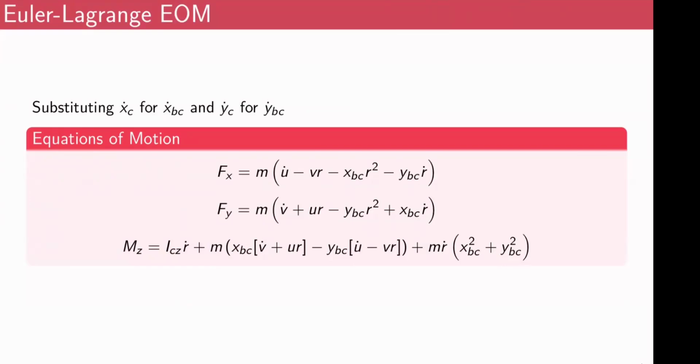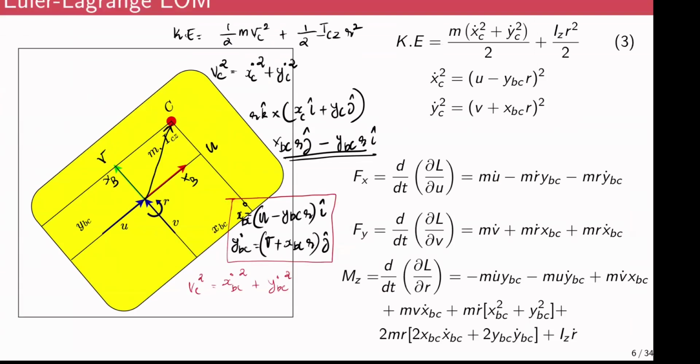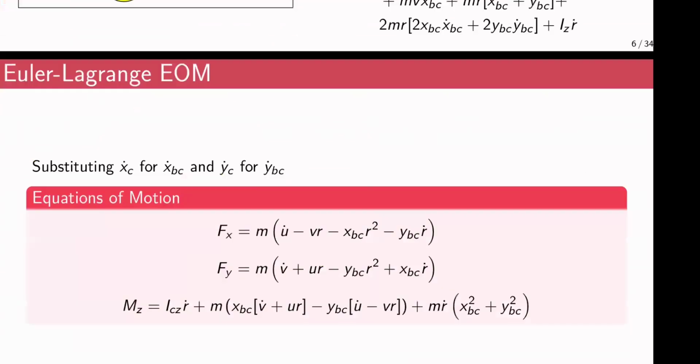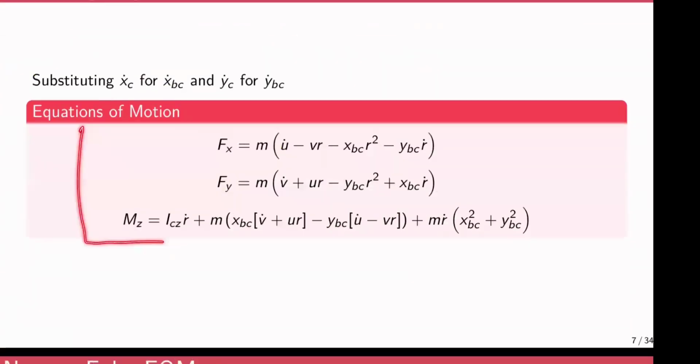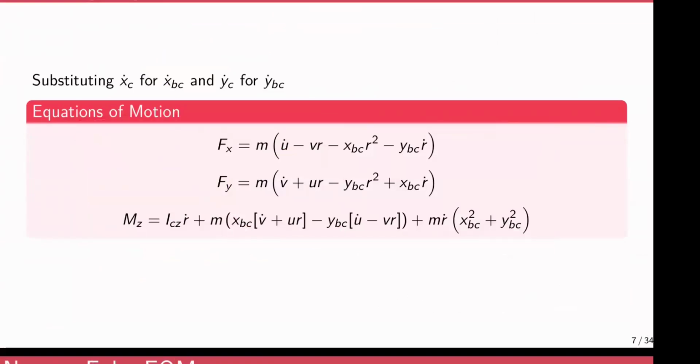So you basically expand this xbc dot and ybc dot, and then substitute into this VC equation, and then you carry forward these operations. And as a result, you will get these three resulting governing equations of motion, Fx, Fy, and Mz, which relate the trajectories, or the motion parameters, which are the accelerations, the velocities, and the position coordinates, to the forces.